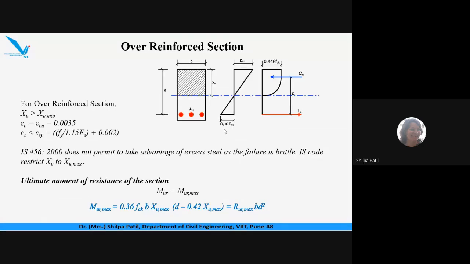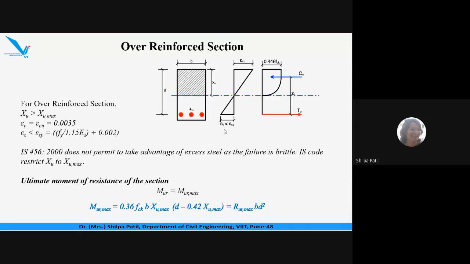So it doesn't mean that we cannot use that formula. The only condition is that the corresponding stress in the steel at the time of failure, which is less than the Fy value, must be known. Is it clear? Yes, ma'am. Okay, so I hope you have written these formulas for the over reinforced section. Yes, ma'am. Done.